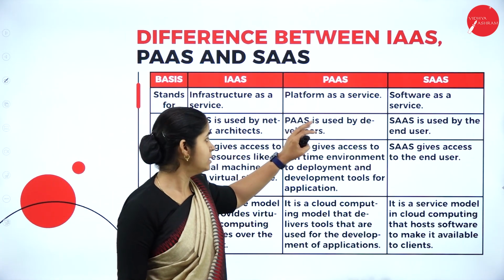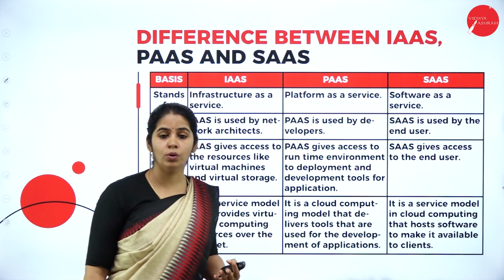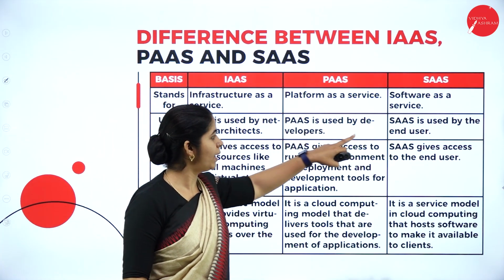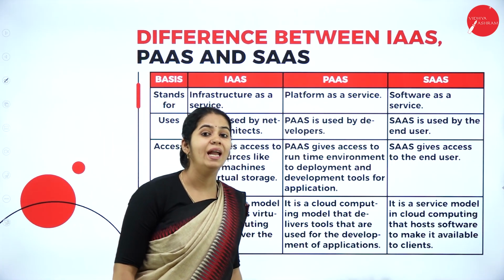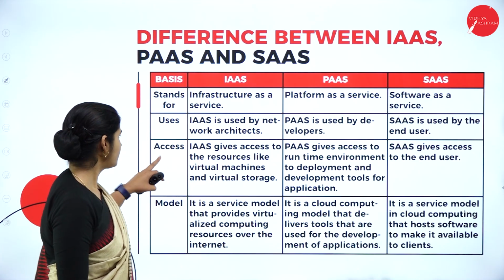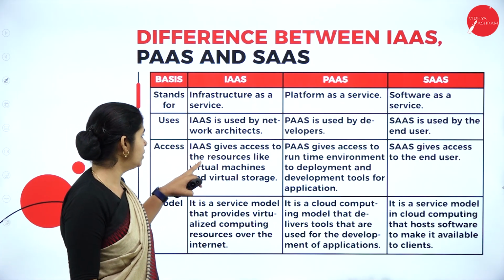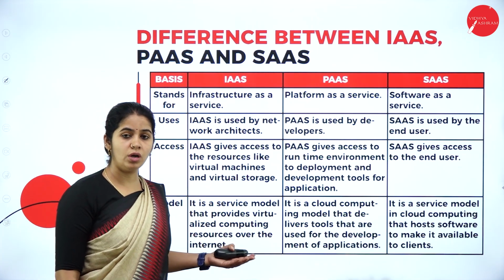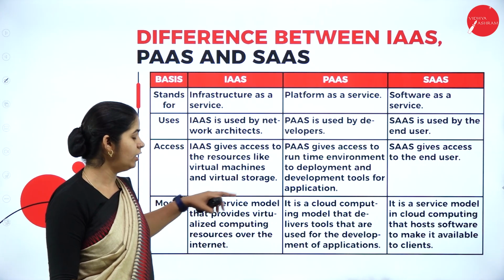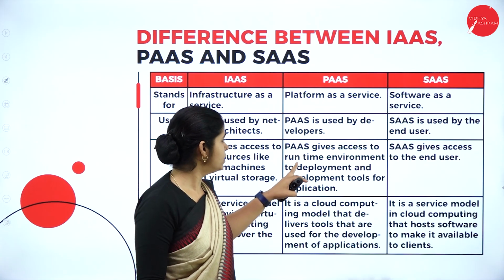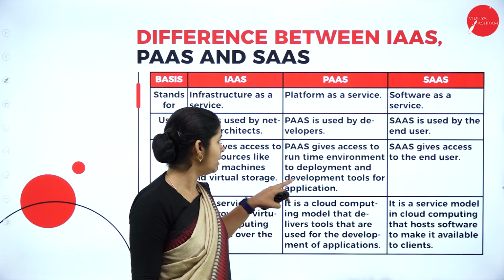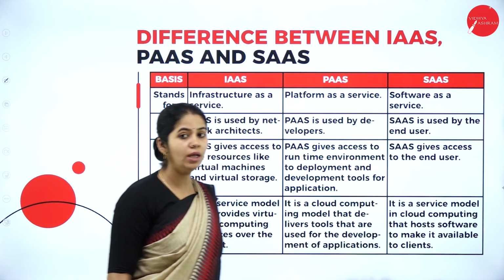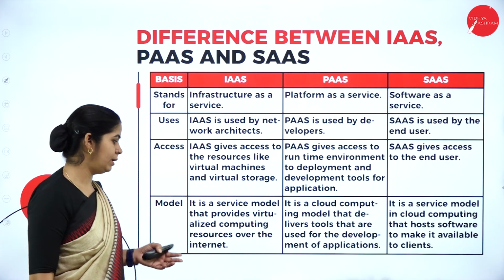Who is going to use PaaS? It is used by developers who want to develop an application using the inbuilt libraries. SaaS is used by the end users. End users means the clients. Access: IaaS gives access to resources like virtual machines and virtual storage. Once we have virtual resources, we can use a virtual machine and virtual storage. PaaS gives access to the runtime environment and the deployment and development tools for the application. SaaS gives access to the end user, who is just using the applications.